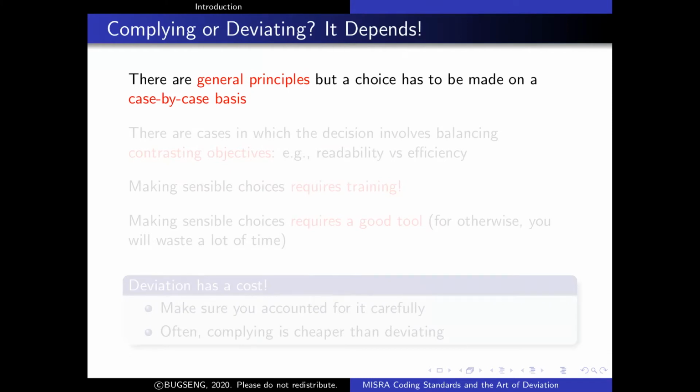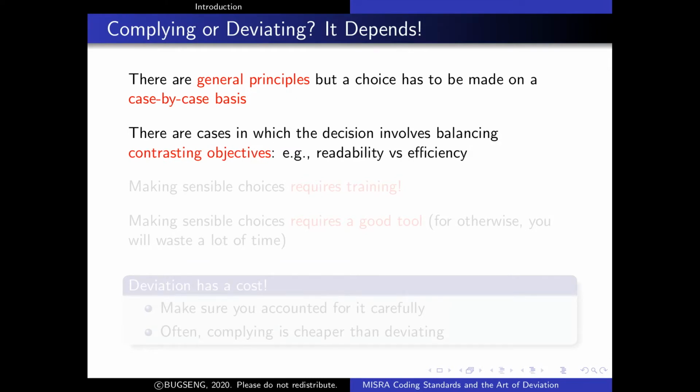So the first question people often ask is, should I comply or should I deviate? And the answer is yes. It depends. There are general principles that can be followed. We will go through these principles today, but a choice has to be made on a case-by-case basis most of the times. So there are cases in which the decision involves balancing contrasting objectives, readability versus efficiency. Maybe a pretty unreadable piece of code has efficiency advantages, but you give up readability, and ideally you would like to have both, readability and efficiency. It is often possible, but only if you use a well-done compiler, so an optimizing compiler that has no defects in the area of the language you are using.